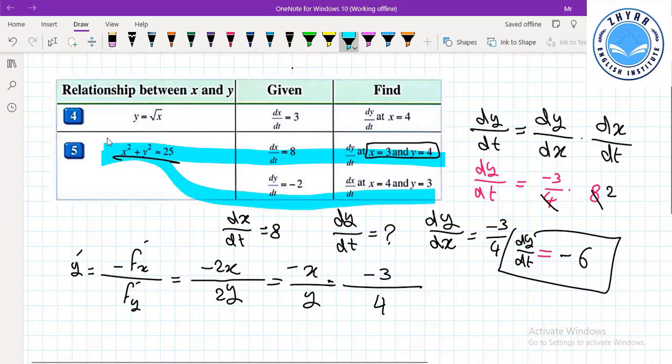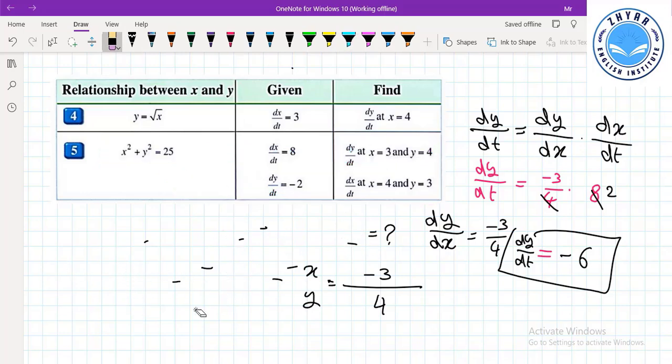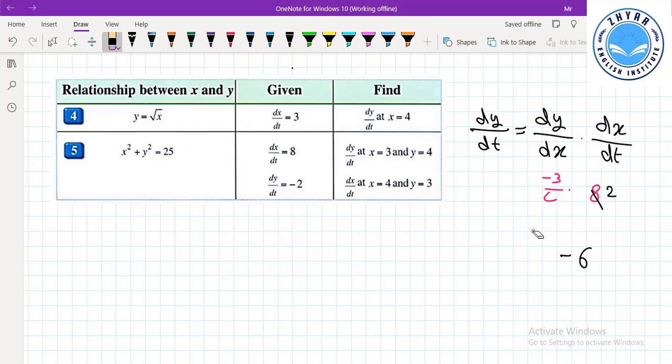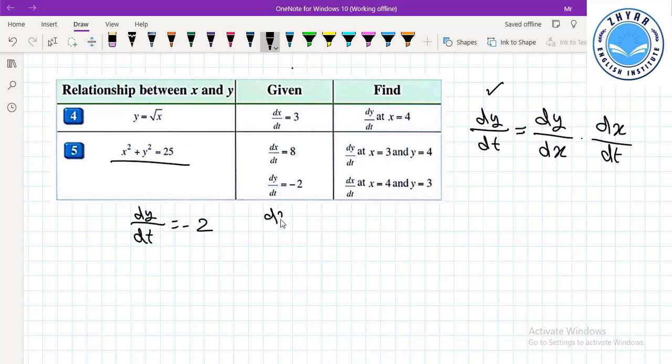In the second part, this time dy/dt is given, dx/dt is missing. We know how to do it. So don't panic, don't rush, you can do it. Make it clear what's given. dy/dt is given, that's -2. Okay. Function is given, so we can find dy/dx.